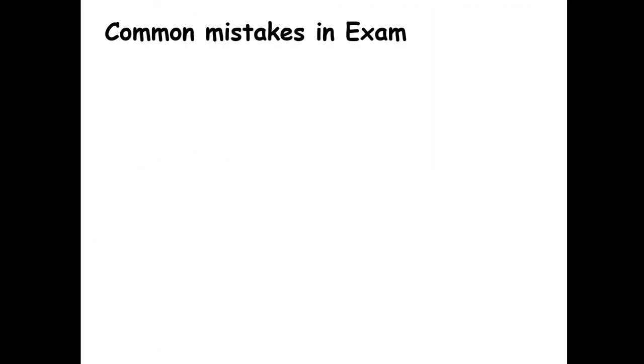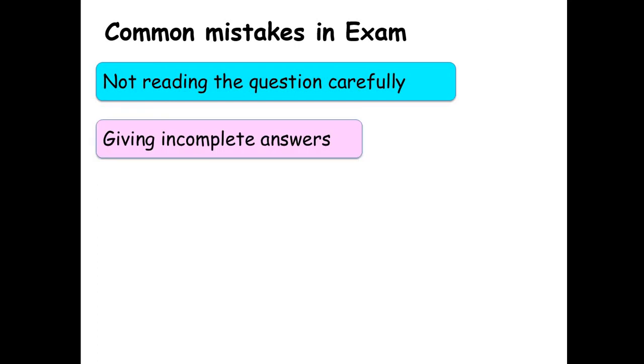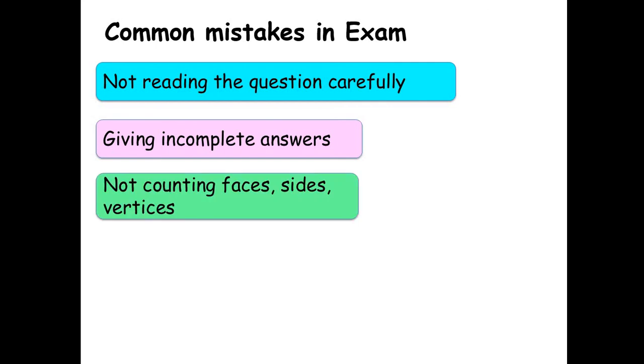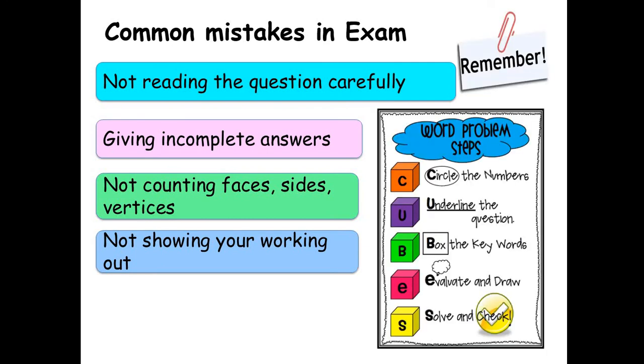So now we've looked at all that, let's look at some of the common mistakes that people make in exams. The first one is not reading the question carefully. The second one is giving incomplete answers, so not fully answering the question. Not counting faces, sides, and vertices properly. So remember, with 3D shapes, we have to factor in the shapes that are the sides and the faces that are on the other side of the shape that we can't see. And not showing your working out.